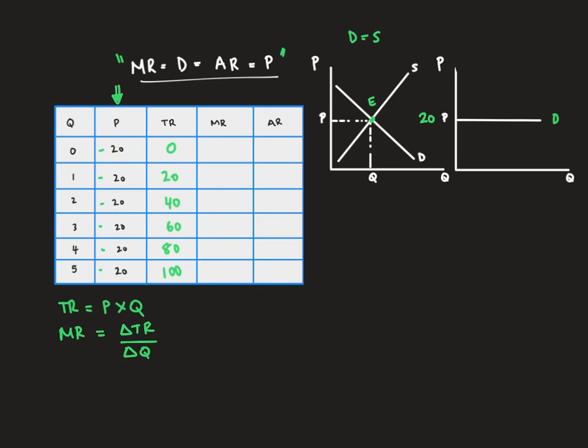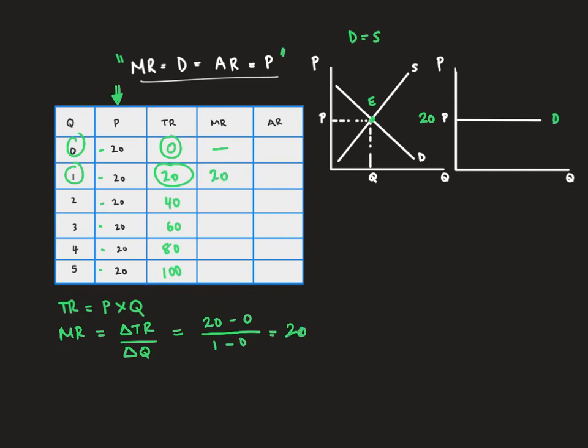So here we can say that the marginal revenue, remember we can't work it out for the first one because if we had to take 0 minus 0 divided by 0 minus 0, we'll get a number that we can't use. So there's no use analyzing that first row. The second one we can work out: we can say 20 minus 0 divided by 1 minus 0 gives us a marginal revenue of 20.